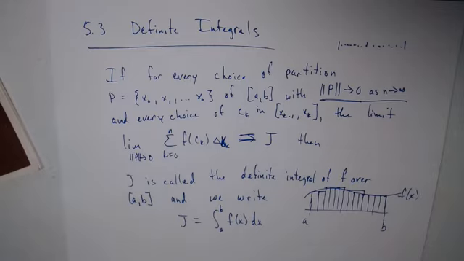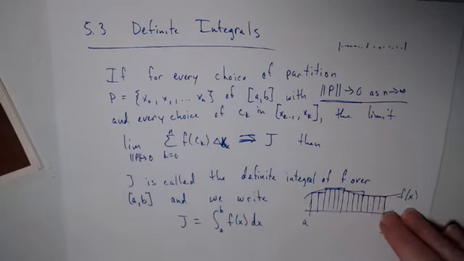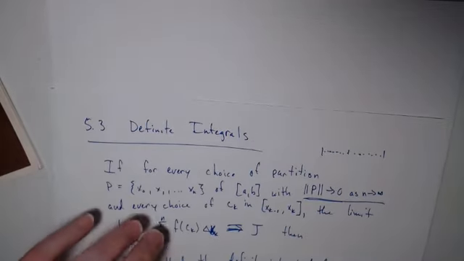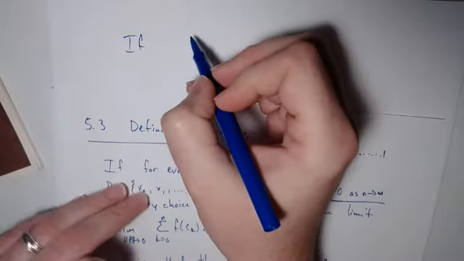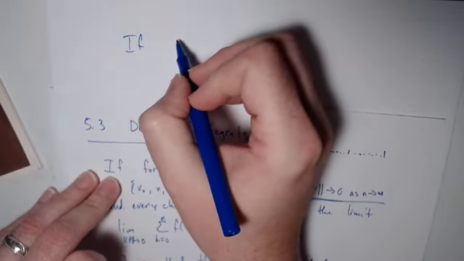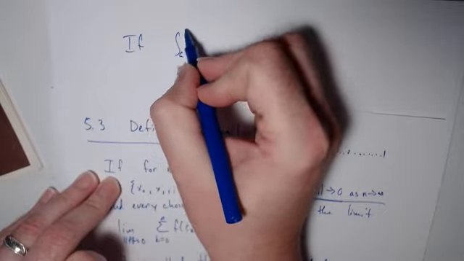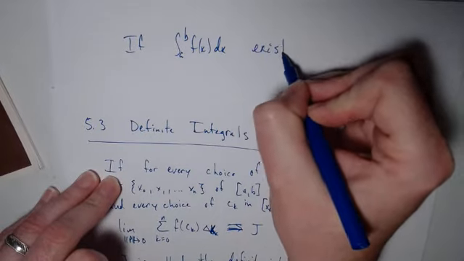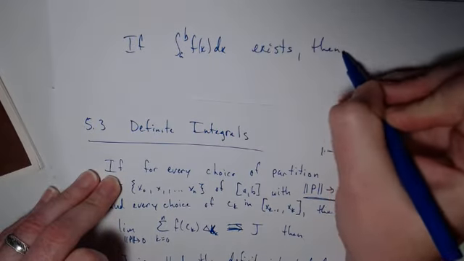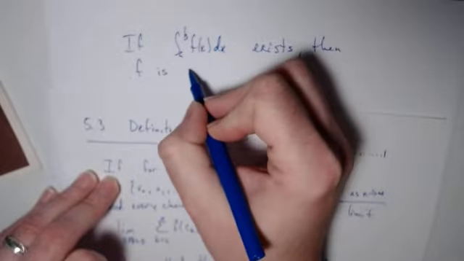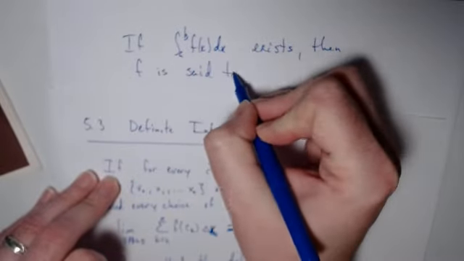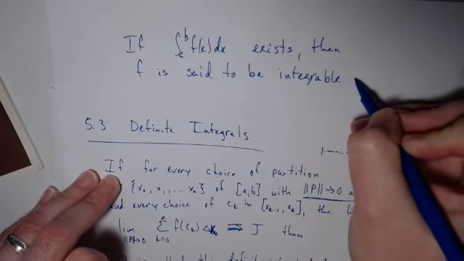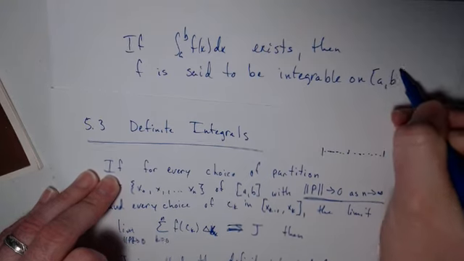So a couple of little terminology points. If the integral from a to b of f of x dx exists, then f is said to be integrable on a b.